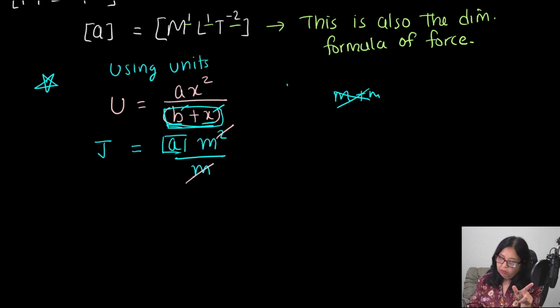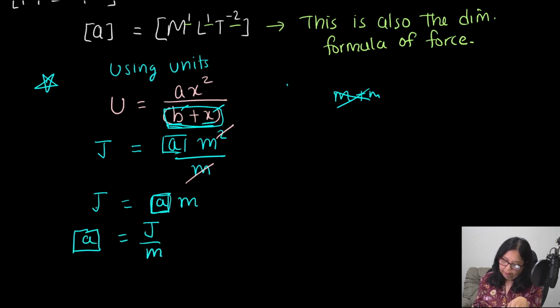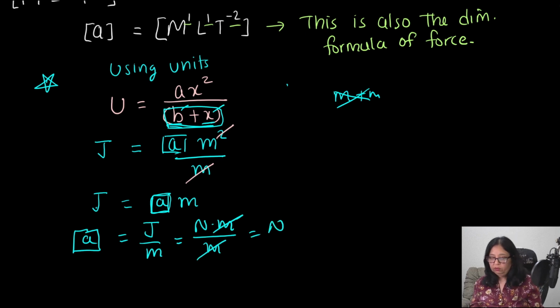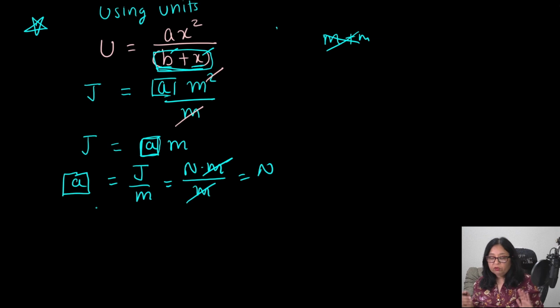Okay, hopefully you understand that. M cancels out one of the M's at the top. What are we left with? On the left side, joules. On the right side, here we have the A in the box, which implies that we're trying to figure out the dimensions of A. Now the dimensions of A becomes J over M. What is J? This is newtons times meter over meter. Meter cancels out, equals newtons. So here, this was very easy.